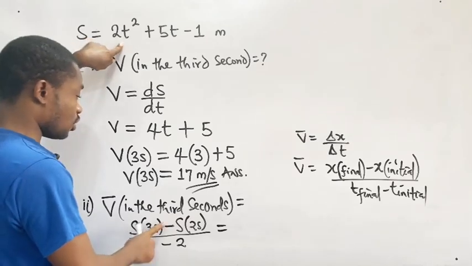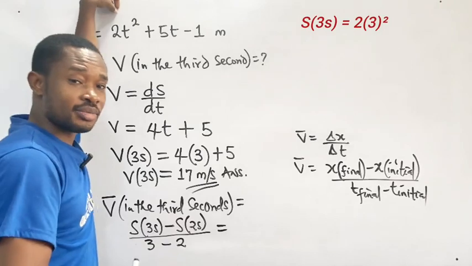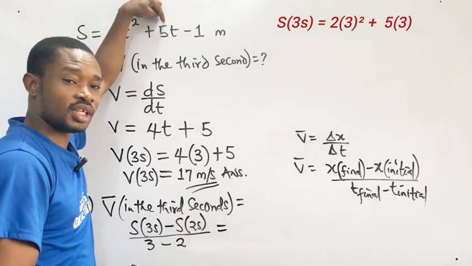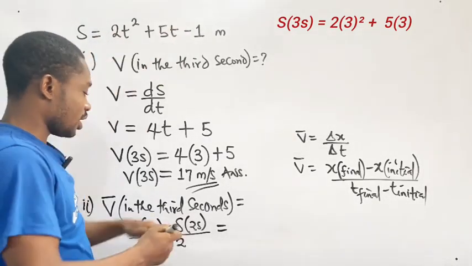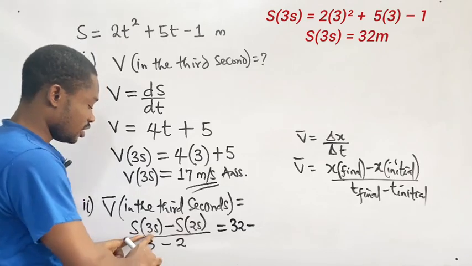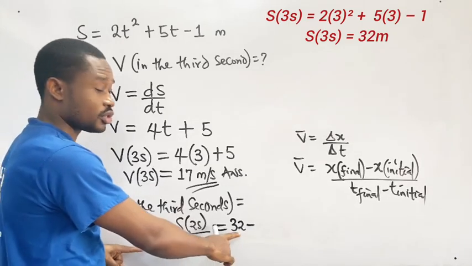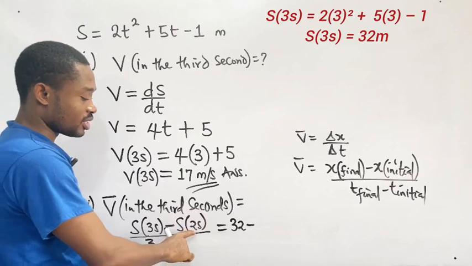Displacement in the third second, fix 3 here. Raise it to power 2. You get 9. 9 times 2 is 18. Fix 3 here. Multiply by 5, you get 15. 18 plus 15 is 33. Then minus 1. So this is going to give us 32. Are you following, right? This displacement at 3 seconds is 32 meters. That's the meaning. Then minus displacement at 2 seconds.